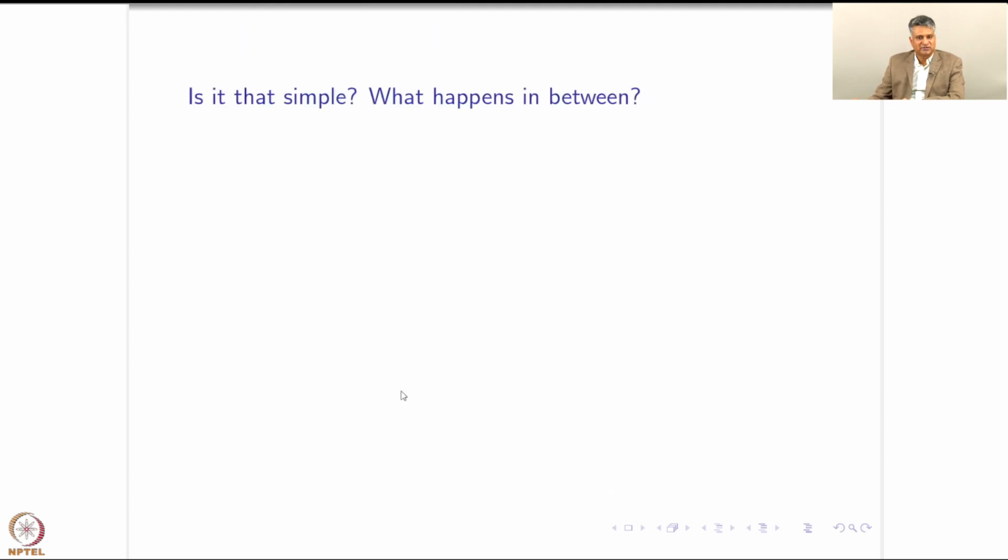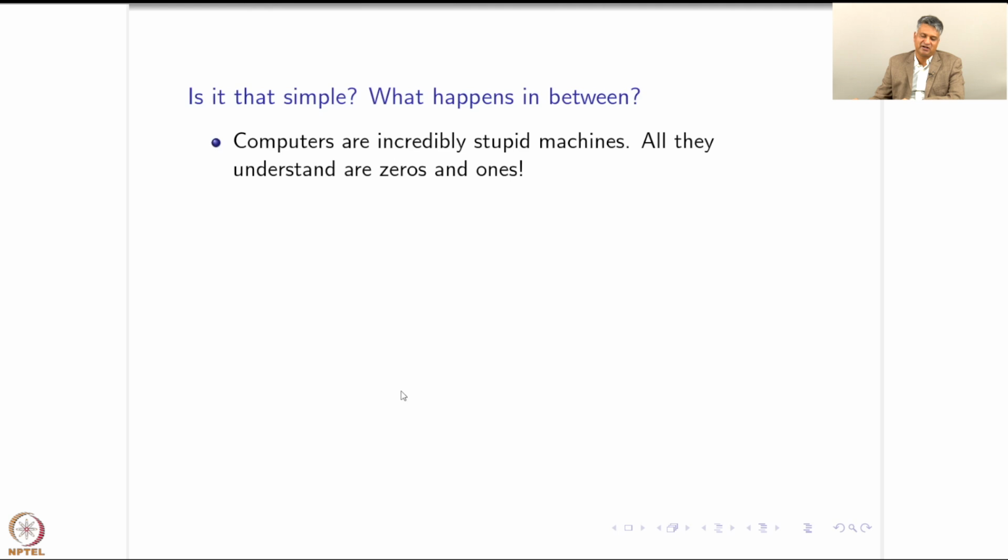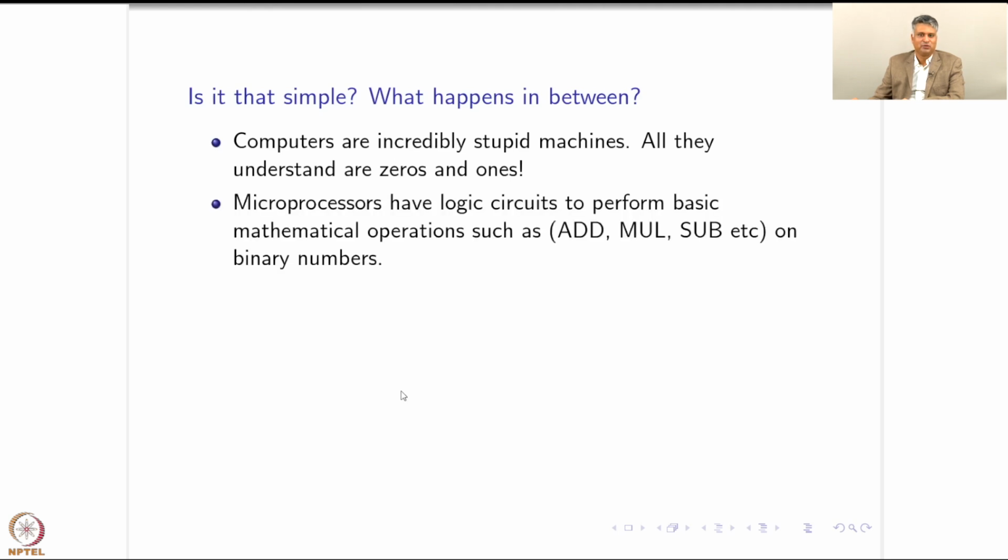But what really happens? What happens in between? That's the question we need to ask. We realize that computers really understand only zeros and ones, and they're actually incredibly stupid machines. Microprocessors, which build most of these computers, have simple logic circuits which perform only simple arithmetic operations such as add, mul, sub on these binary numbers. There might be a few more complicated logic circuits, but none of them will be able to solve the partial differential equation directly.